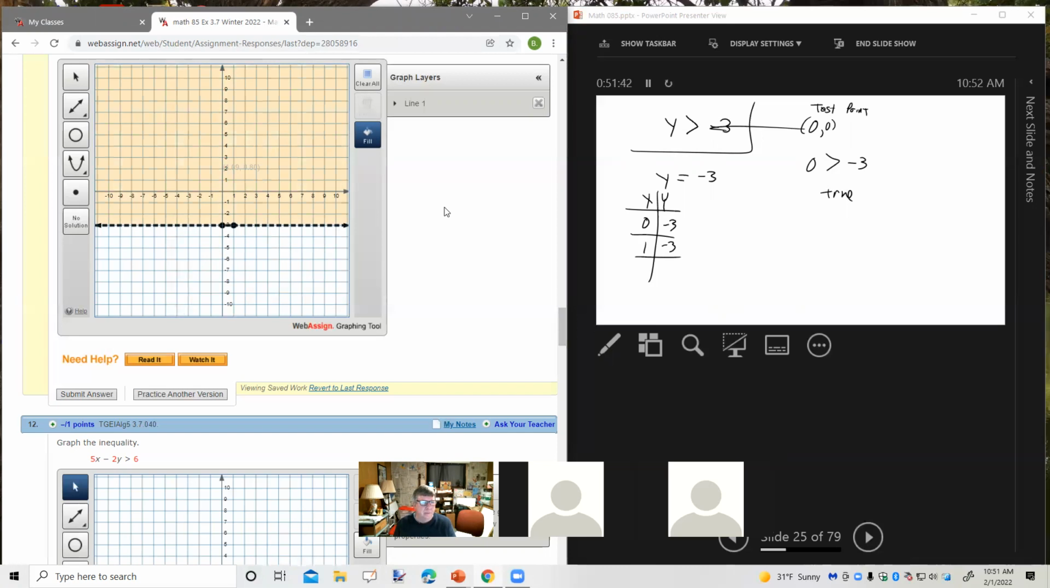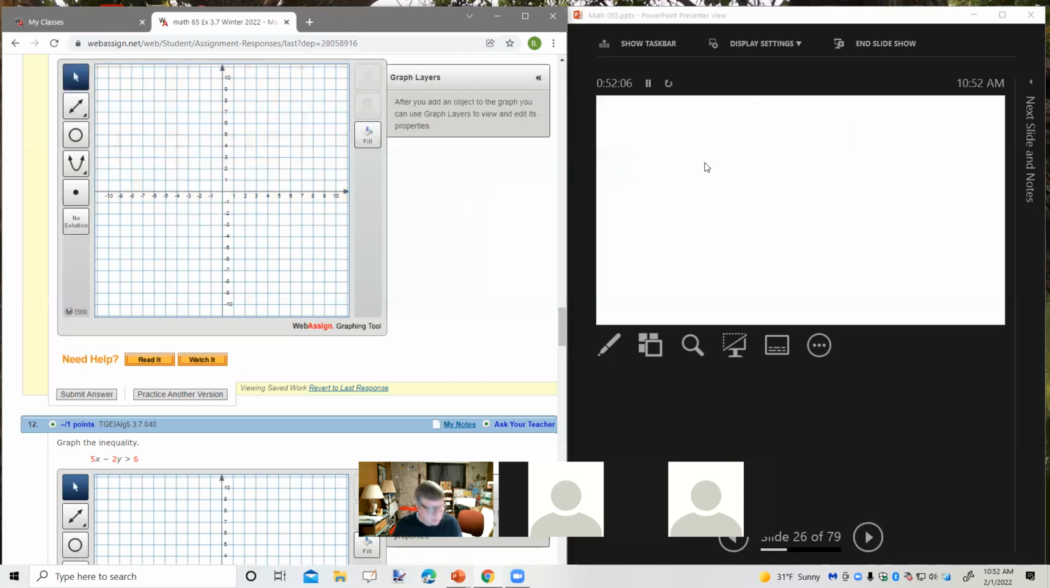Okay. Another way we could look at this, let's go back and let's not do the fill yet. This says y is greater than -3. Well, this dashed line is y equals -3. So where would greater than that be? Up above here. But again, nothing wrong with using the test point method. Any questions there?